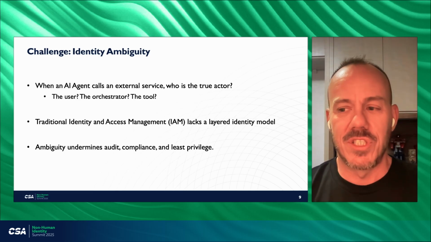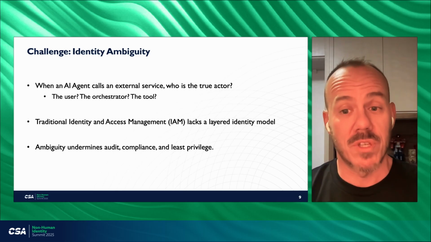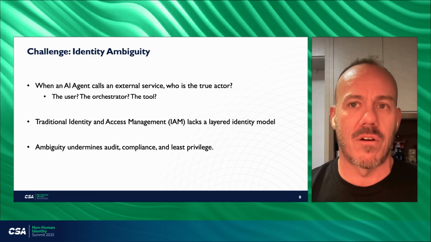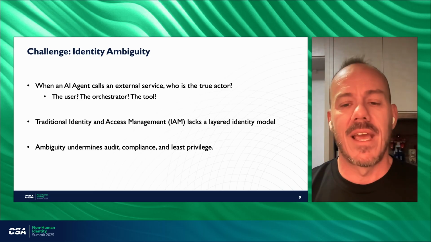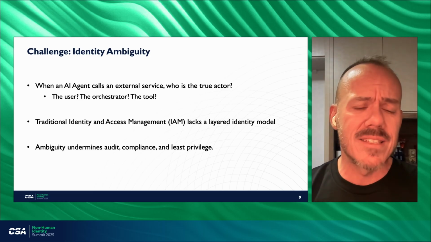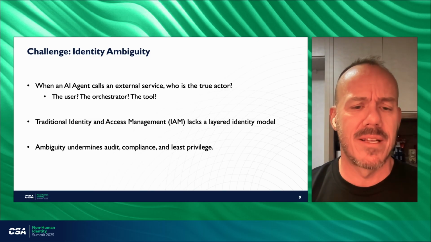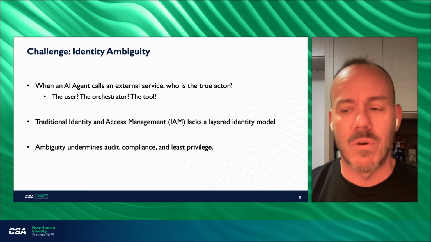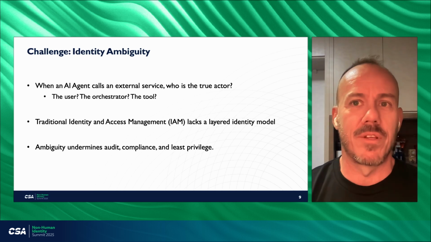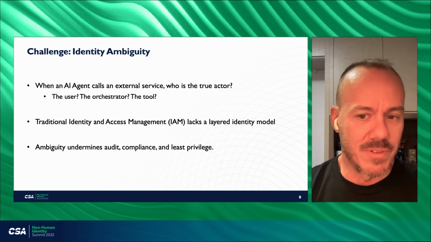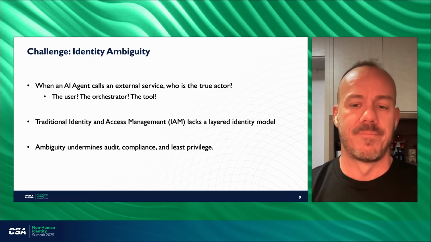But with an agentic AI system, which actually has multiple subcomponents, each with its own identity, you actually need to consider all of those identities as a composition. And our IAM systems today don't really account for that. And this ambiguity undermines fundamental security principles like the ability to audit what's going on, compliance with regulatory rules, and least privilege access to these services.